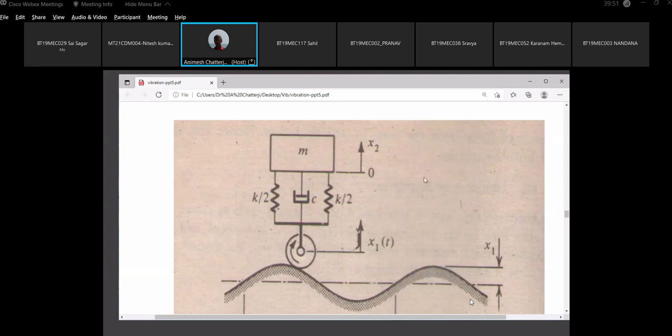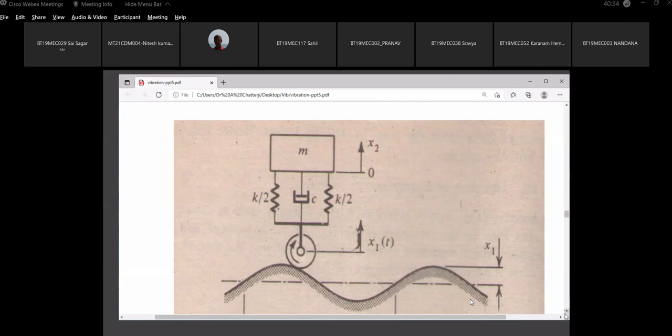Write it down. In this case, what will be the equation of motion? Free body diagram, that's all. Free body diagram, you can do it. What will be the equation of motion?